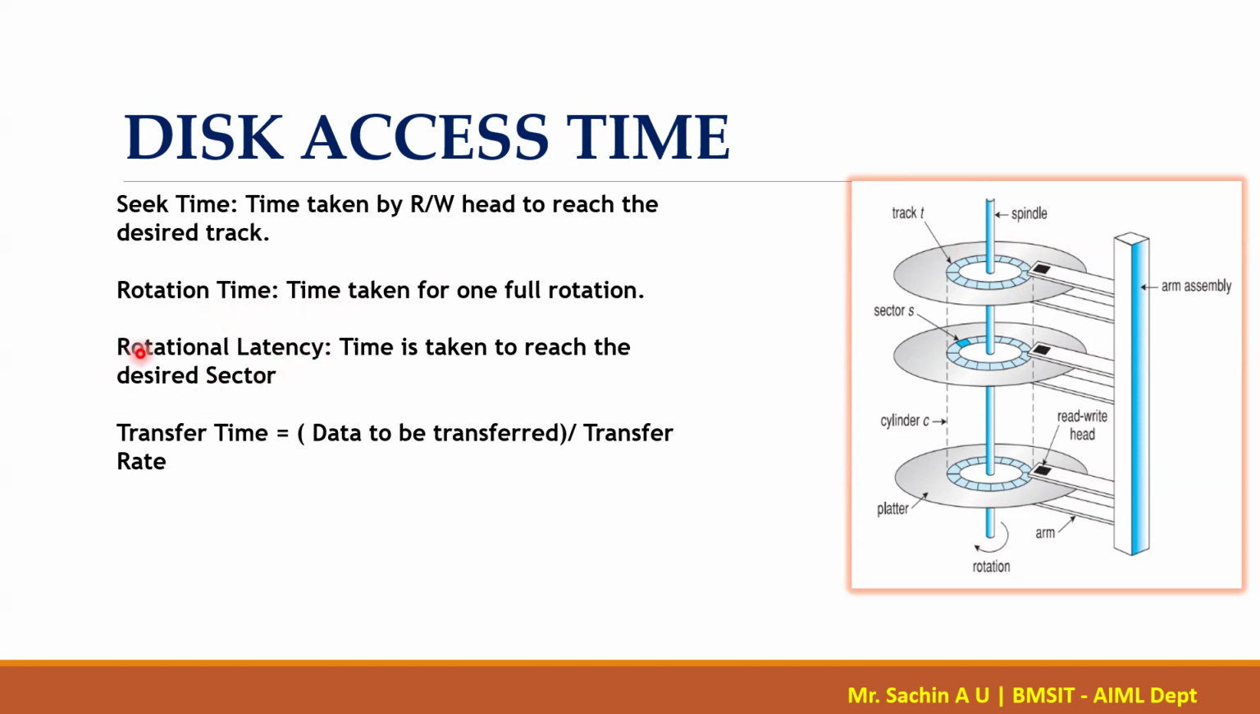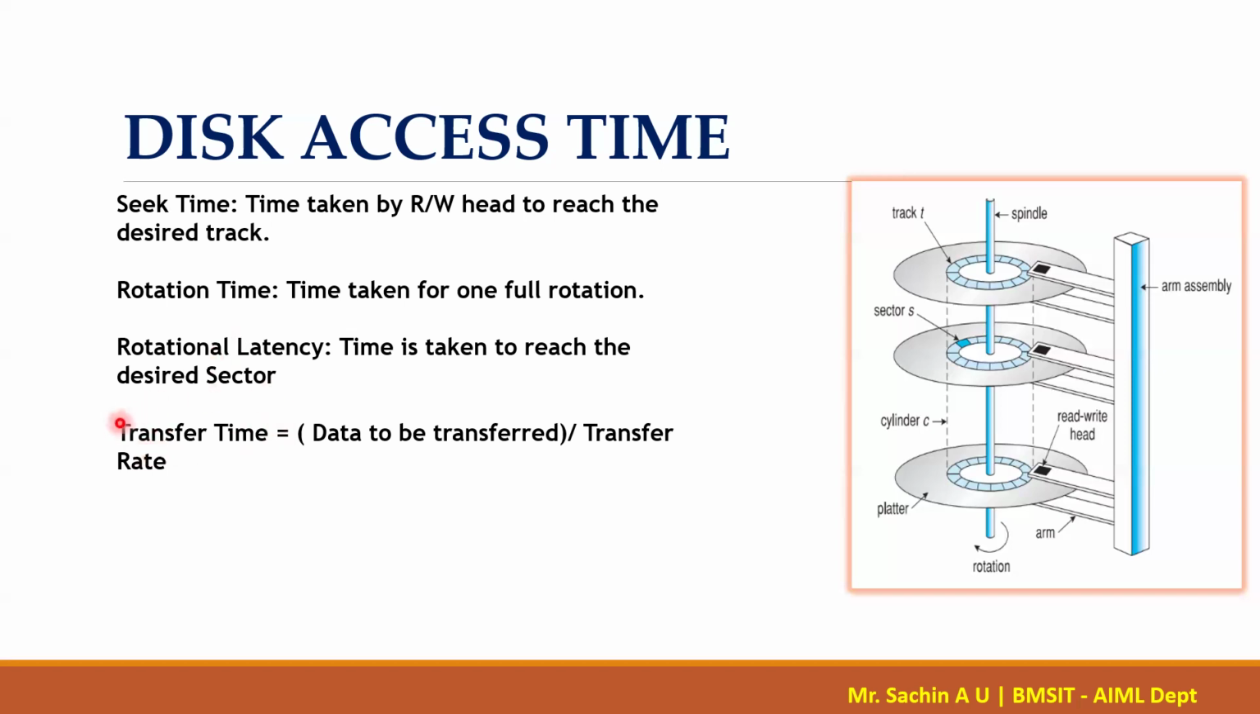Let us assume that moving from one sector to another takes, not actually 1 second, but 1 microsecond. This is just an example I'm giving. If it takes 1 microsecond to move from one sector to another, then moving from this sector to this sector will take how much? 1 microsecond, 2 microseconds, and 3 microseconds. So 3 microseconds is the rotational latency in this example. This is how we have to calculate rotational latency.